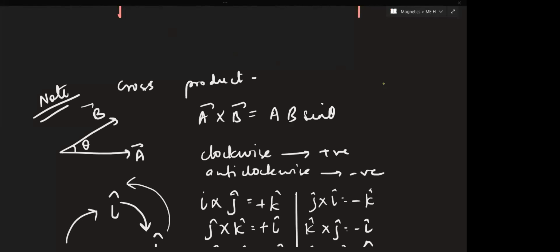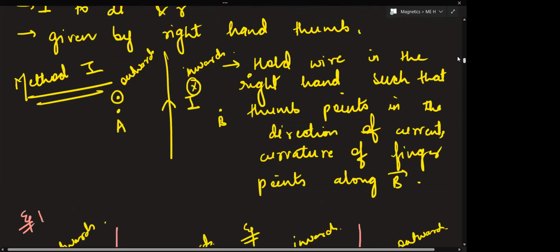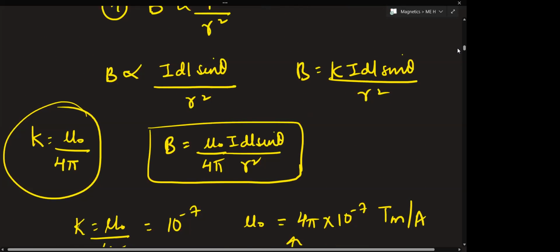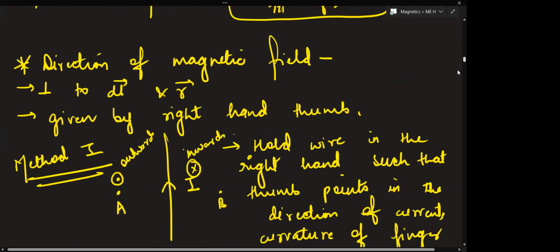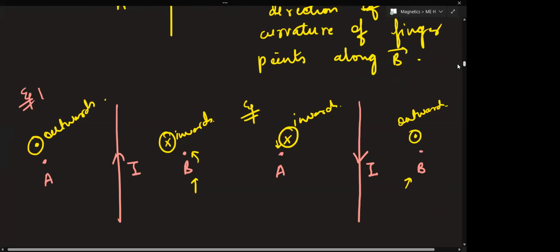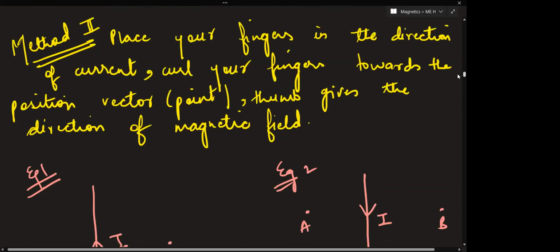All right. Now see, in the last class, I had shown you how to do the direction. Magnetic field, Biot-Savart's law we had done, that was mu naught I dl sine theta divided by 4 pi r square. One right hand thumb rule that we followed was to place our fingers in the direction of current and curl the fingers towards the magnetic field where we have to calculate. That curvature will give us the magnetic field.